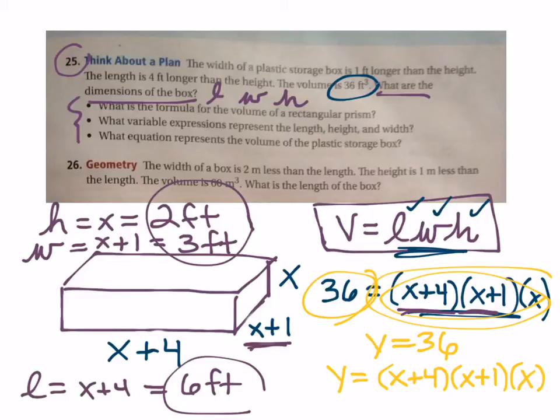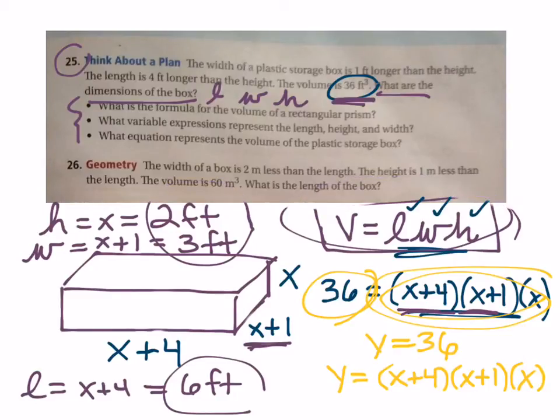And then a check for this one, we could just substitute back into the volume formula. So just multiply 2 times 3 times 6 and make sure that that does equal the given volume, which was supposed to be 36 feet cubed. And 2 times 3 times 6 is 36, so that works.